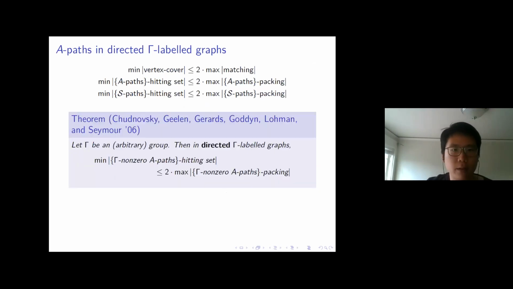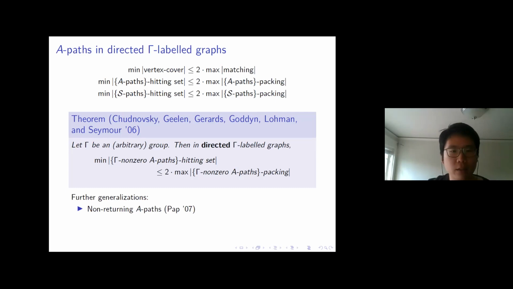Okay, and this very nice theorem of Chudnovsky, Geelen, Gerards, Goddyn, Lohman, and Seymour from 2006 is that if you give me an arbitrary group, so it doesn't have to be abelian, it doesn't even have to be finite, just an arbitrary group, then in the directed model of group labelings, the same exact min-max relation that generalizes the Tutte-Berge formula for matchings also generalizes to these group labeled non-zero A paths. So this is a very nice theorem, and has a very nice proof that uses matroids.